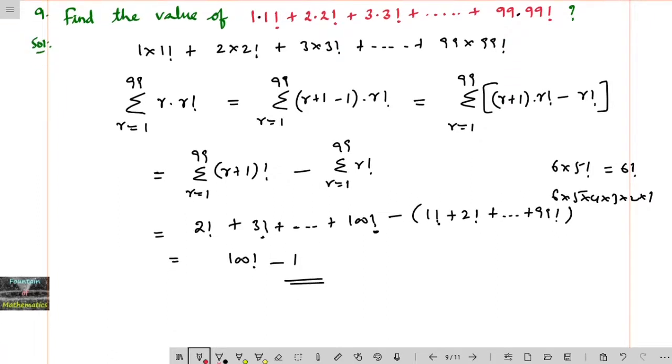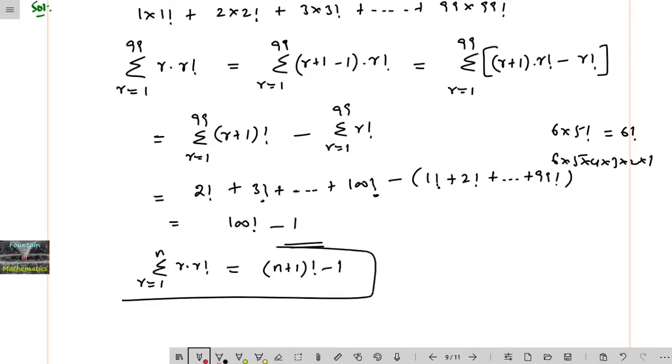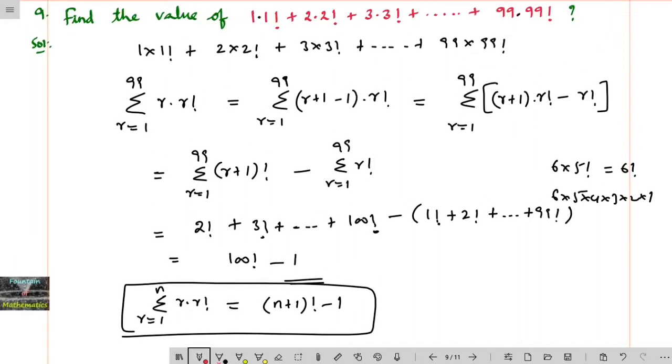So we can remember this as a note point here. Summation r is equal to 1 to n of r into r factorial is nothing but n plus 1 factorial minus 1. This is one note point. You can take it using the same process, and you can remember it like this. And we can substitute n is equal to how much? 99. 99 plus 1, 100 factorial minus 1. That directly you can give as the answer. Okay.